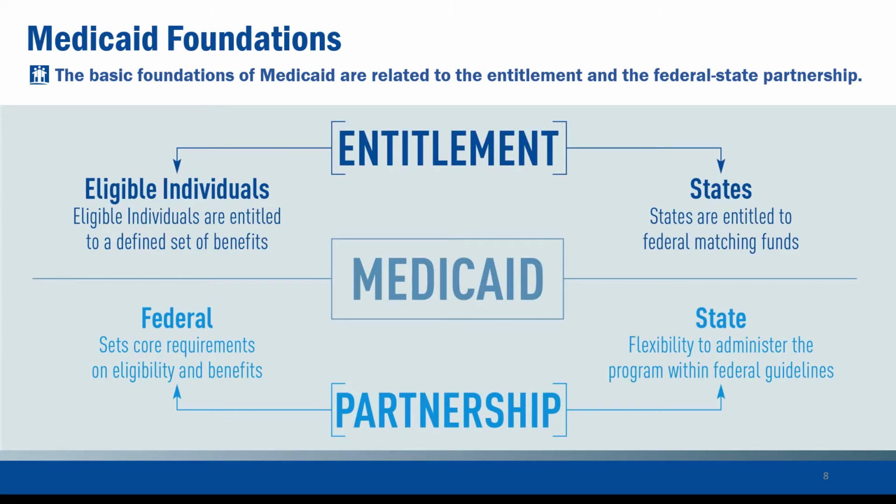The basic tenets of Medicaid are founded on two principles: entitlement and the federal-state partnership. Entitlement is a federal program or provision of law that requires payments to any person or unit of government that meets the eligibility criteria established by the law. In this case, entitlement goes to eligible individuals who are entitled to a defined set of benefits, whereas the states are also entitled to federal matching funds.